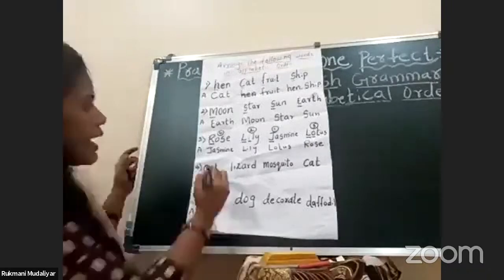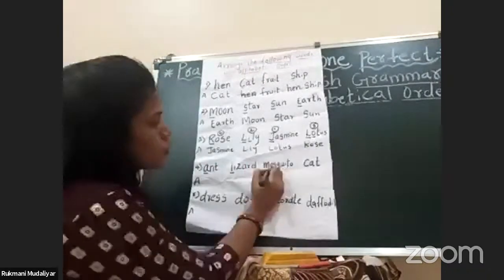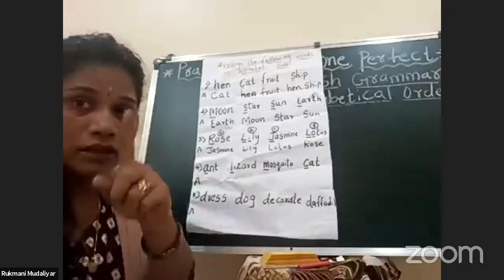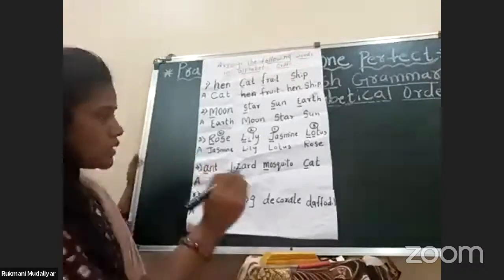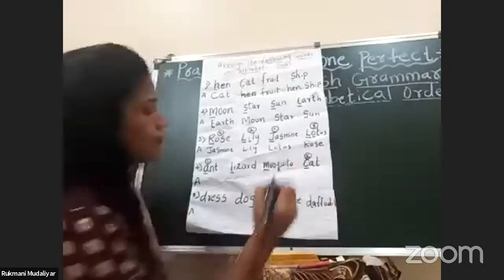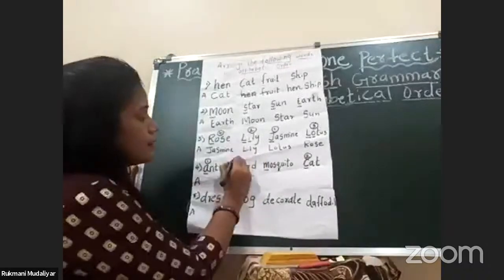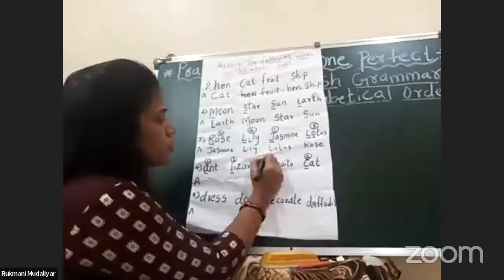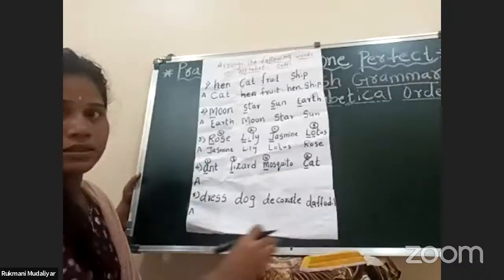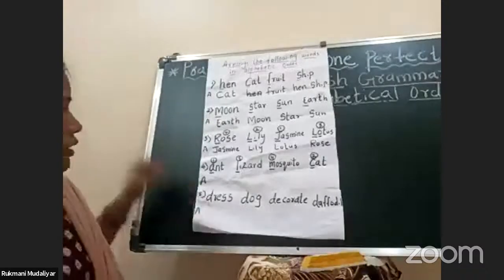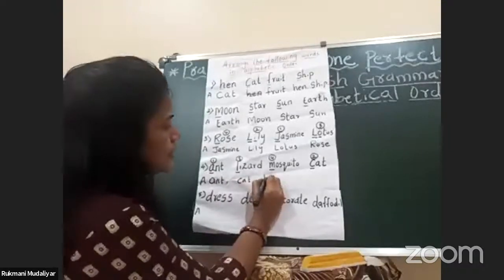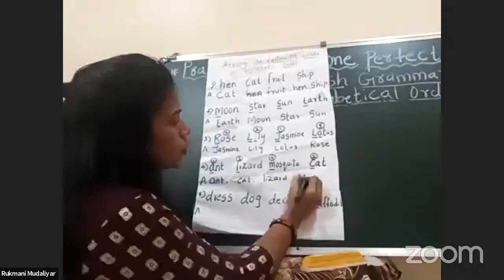Now next one is ant, lizard, mosquito, cat. Here we don't have any doubt because all the letters come only once. So in the first sequence, A will come first, C will come second, then third will come L and in the fourth position, M will come. Children, this is how we have to arrange. So I will just write this down: ant, then cat, then lizard, and then mosquito.